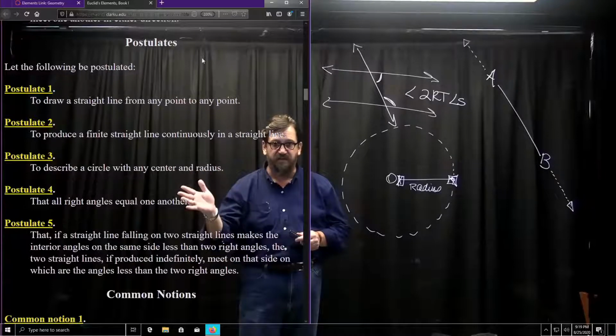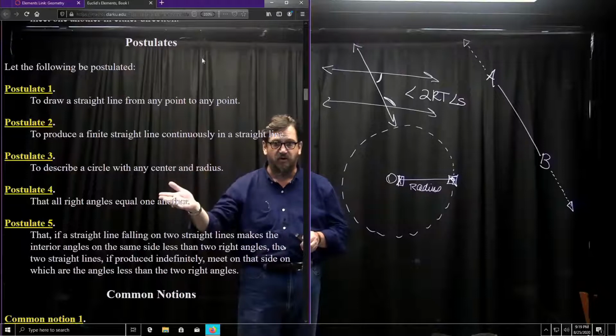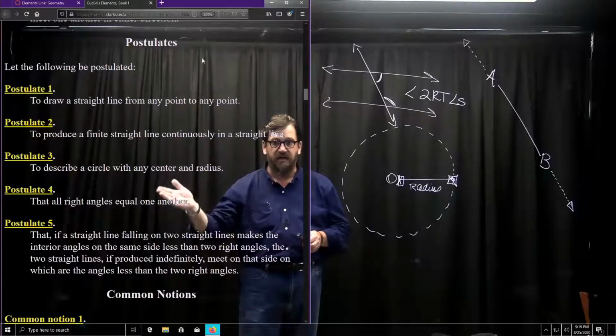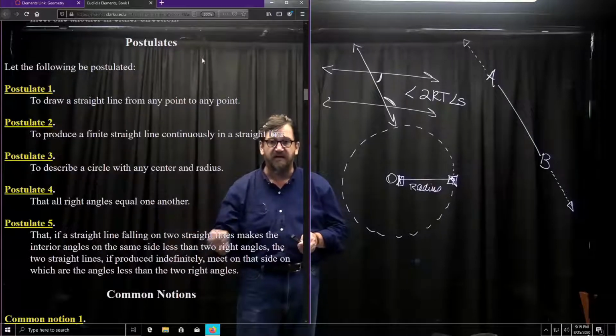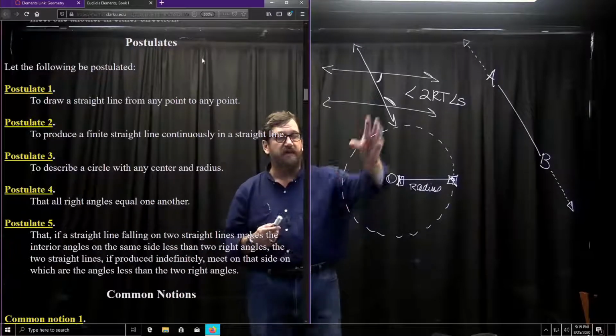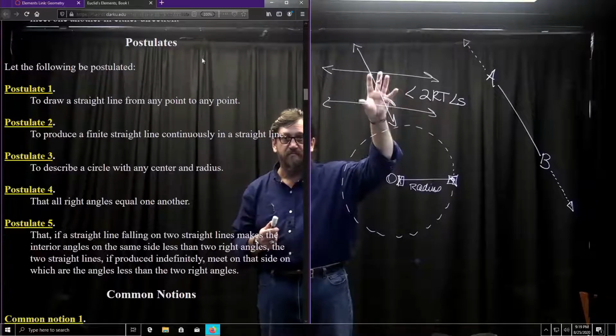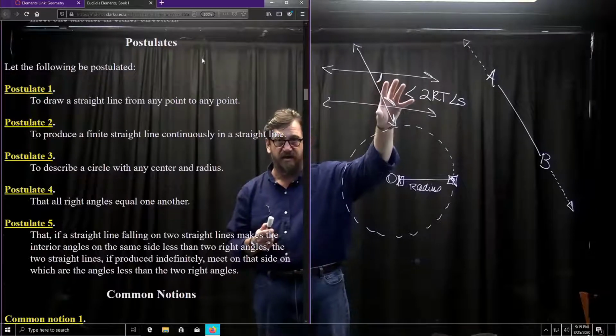So five postulates that separate into three themes. The first three are construction themes. Number 4 is an equality theme. Number 5 is a relationship about lines and angles that may or may not have to do with parallelism.